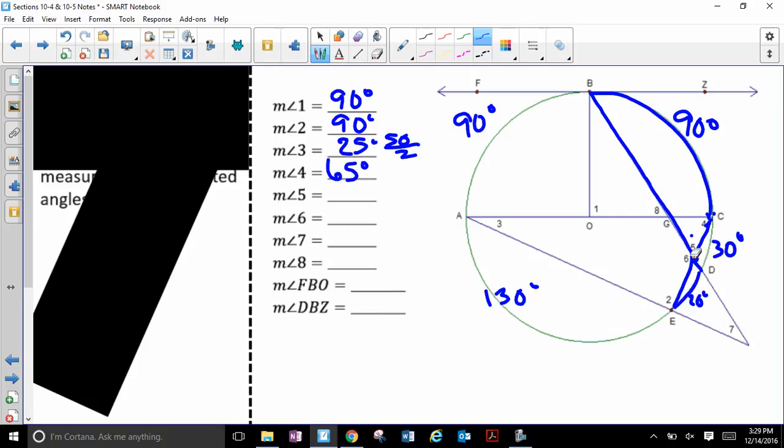So remember, when the vertex is inside the circle, what do I do with the 90 and the 20? Well, you're supposed to add them and divide by 2. When the vertex is inside, you find the average of the two. So you add 90 and 20 and divide by 2. So it's 110 divided by 2, which is 55 degrees. Okay, so that's the measure of angle 5.